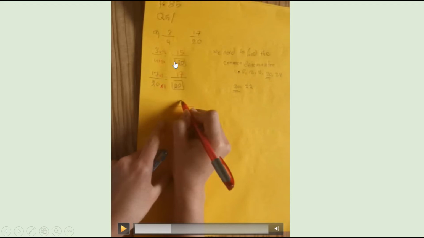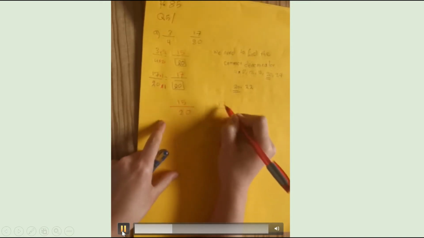Also, how did we end up from 4 to 20? We multiplied it by 5. So 5 times 4 is 20 and 5 times 3 is 15. Now we have the common denominator. Let's compare them.